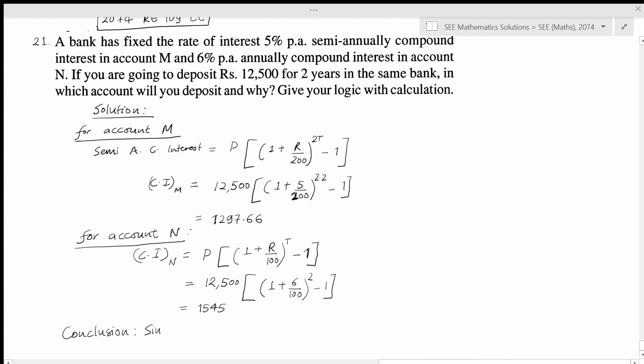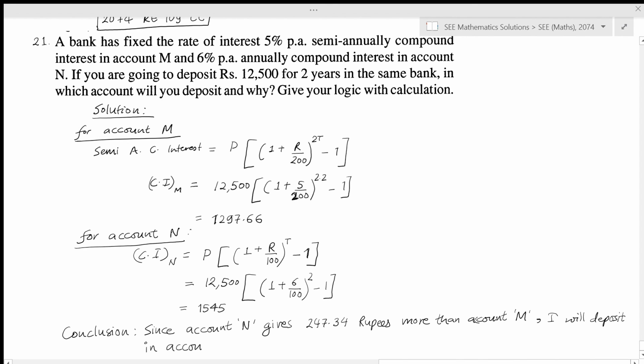Conclusion: since account N gives, we can calculate this difference, the difference will be 247.34, gives 247.34 rupees more than account M, I will deposit in account N. And so this is the conclusion, and we have explained with our logic. So that's it. This is how you get the full marks.